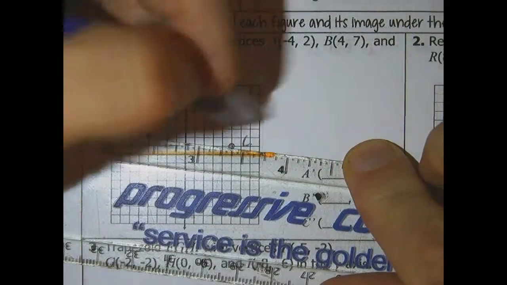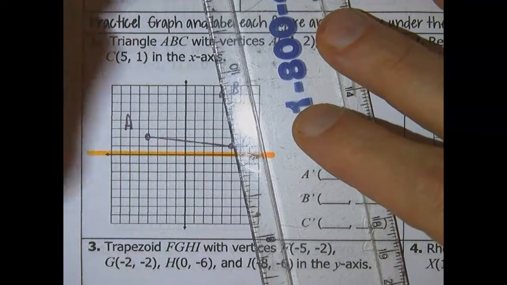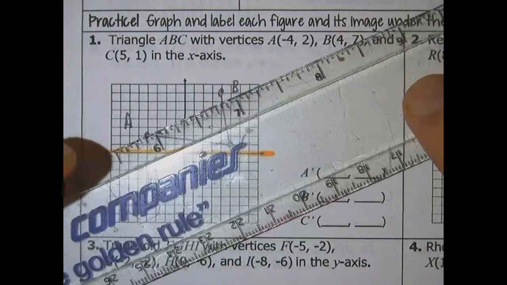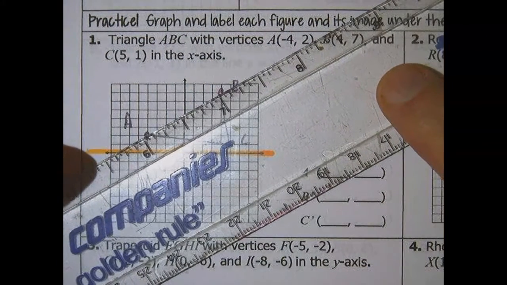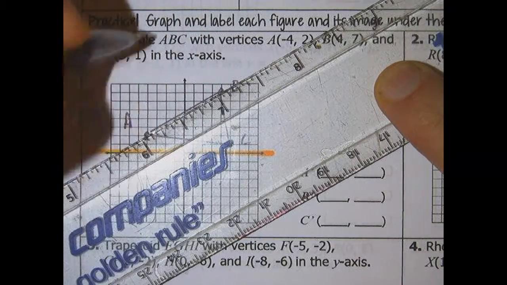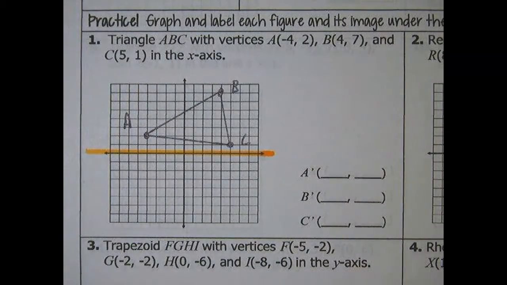Now notice I did label my A, B, and C. It's pretty important that you do that because it's going to make it a lot easier for you to find the image points. And remember, the original points before we do the reflection, what we're looking at right here, those are called the pre-image. And then once we reflect them over the line, we're going to get the image.